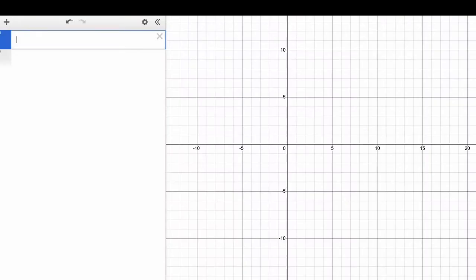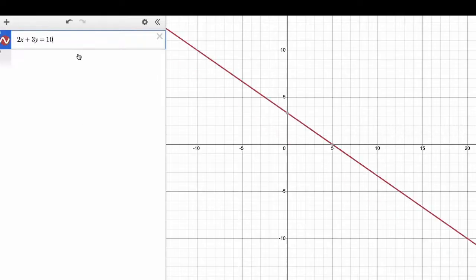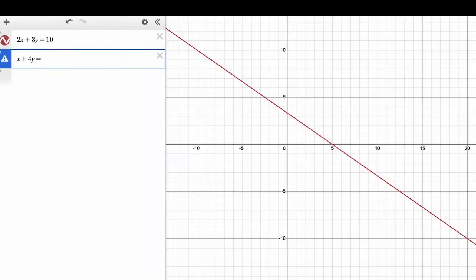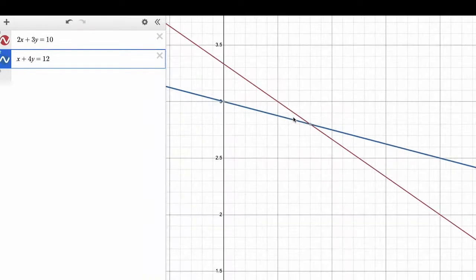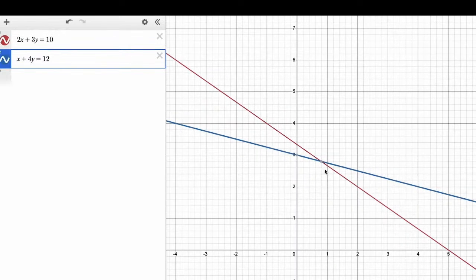So if I'm given this equation, 2x plus 3y is equal to 10, and I'm also given another equation saying x plus 4y is equal to 12, I can see here that essentially it intersects at 0.8 and 2.8. That's the only place of intersection, and so that would be the correct answer for this one.